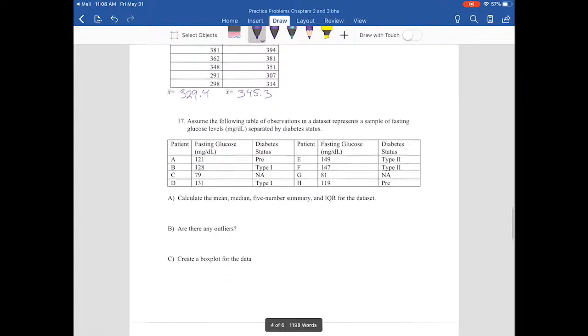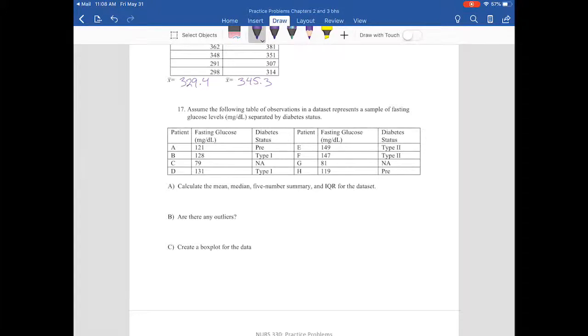Number 17 here, assume the following table of observations and data that represents a sample of fasting glucose separated by diabetes status. So here, part A wants to calculate the mean, median, 5-point summary, IQR. B, are there any outliers? And then C, we want to create a box plot.